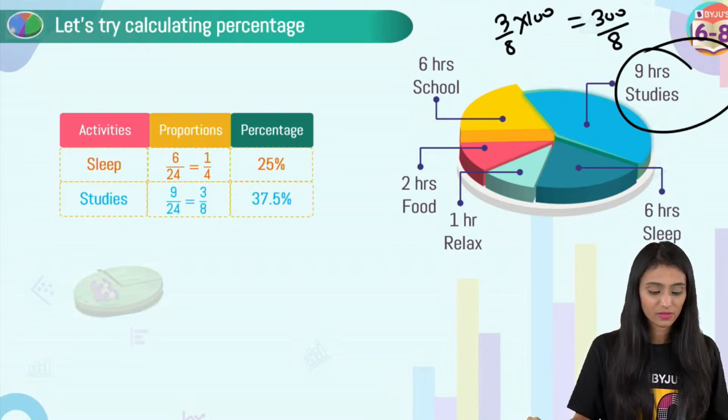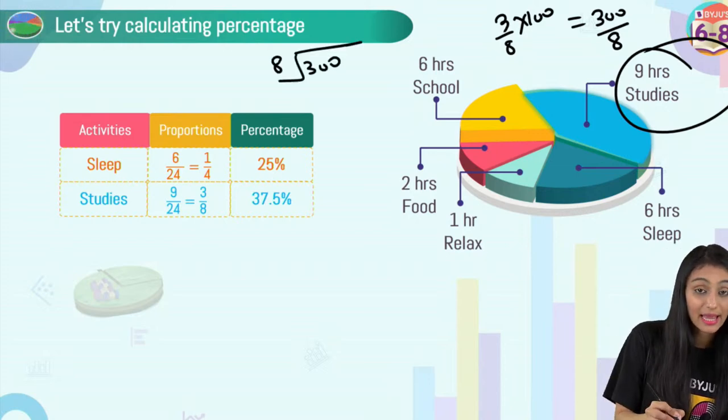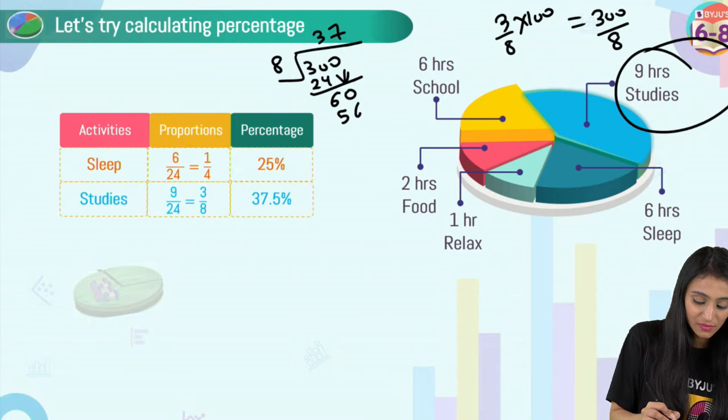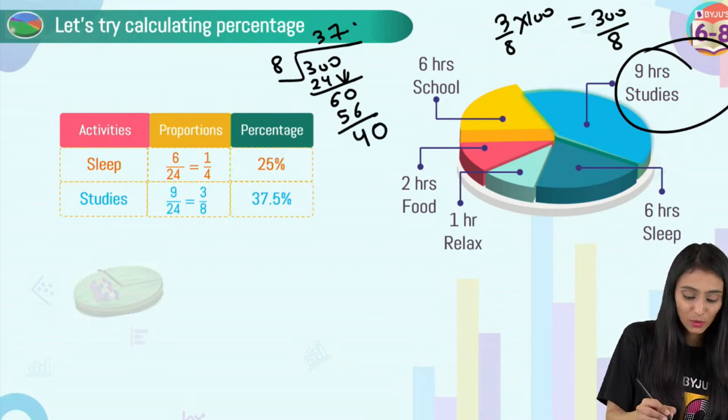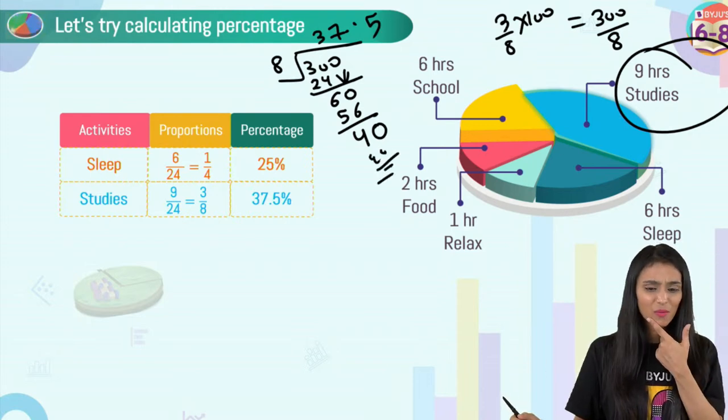Why are we saying 36? Let's divide it. 8, 33. 8 times 3 is 24, right? This is 6. We take 0 down. Yes, 8 times 7 is 56. We have 4 here. Put the decimal. Keep. We can take a 0 here. 8 times 5 is 40. So what do I have? 37.5%. Come on, what is happening?